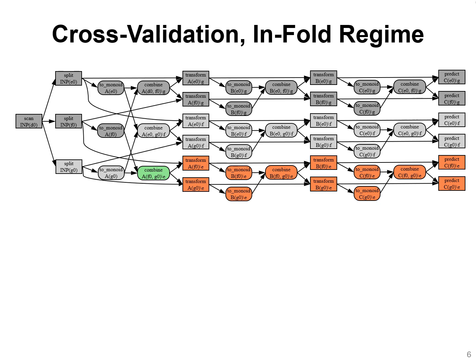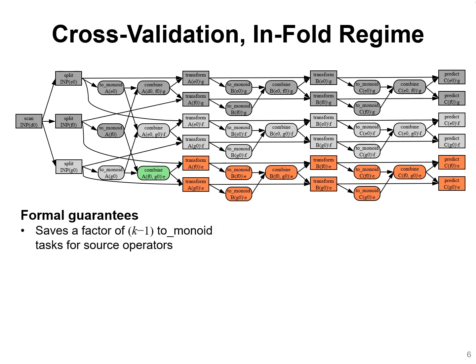Monoidal machine learning operators also enable cross-validation with an in-fold regime. By in-fold, I mean that there's no communication across folds while training each variant of the pipeline. This has the formal guarantee that it saves a factor of k-1 toMonoid tasks for source operators. In the example, A is a source operator, and we can see there's only one toMonoid task for each fold, whereas for the operators B and C, there are multiple toMonoid tasks for each fold.